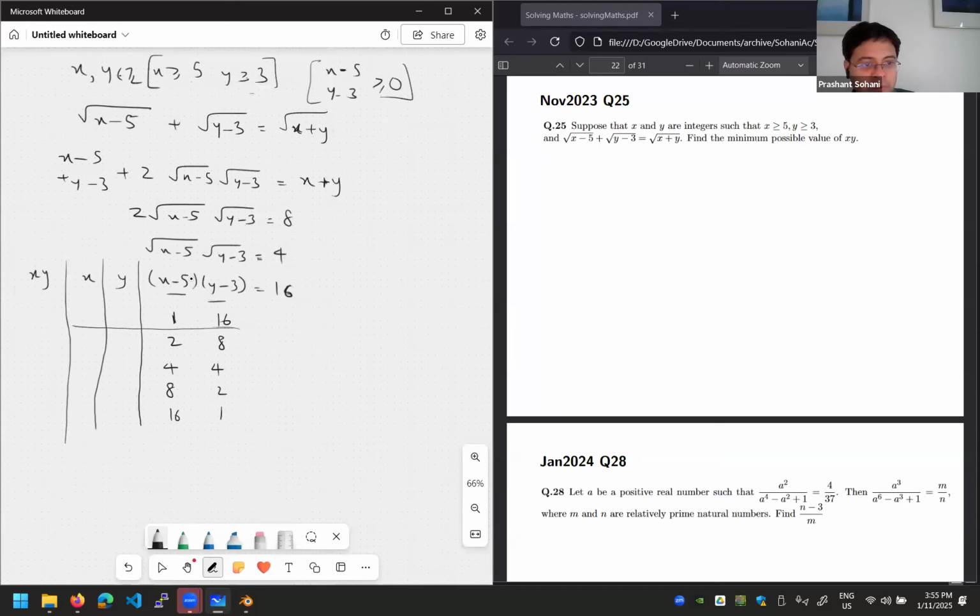So in the first row, for example, x minus 5 is 1, so x is 6 and y is 19. In the second row, for example, x is 7 and y is 11. The third row, x is 9 and y is 7. And in each case, I need to multiply and check which is going to give me the smallest value.